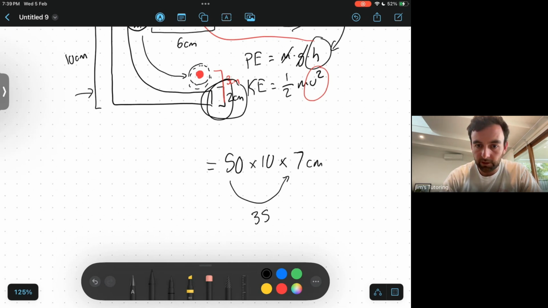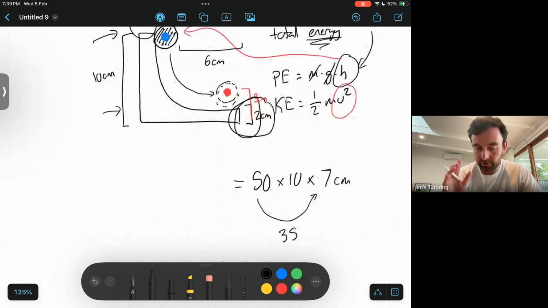So the answer will be C, because that's the only one with 3.5 in it. That was really lazy. I should just do it properly.